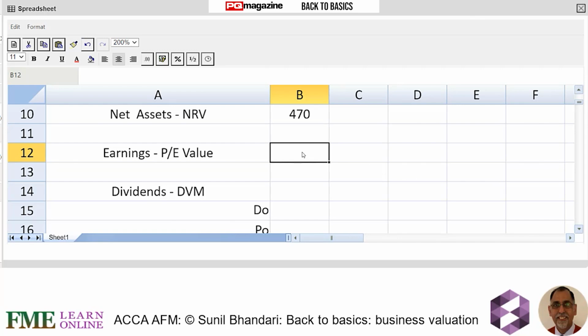So in this simple calculation, equals, we take the latest earnings figure, 66.6 million, and then just multiply it by the industry price earnings ratio, which was 9.25. Enter, and we get a value of 616 million. So we're saying that the assets are currently generating earnings, and that leads us to a valuation of the use of those assets at 616 million.